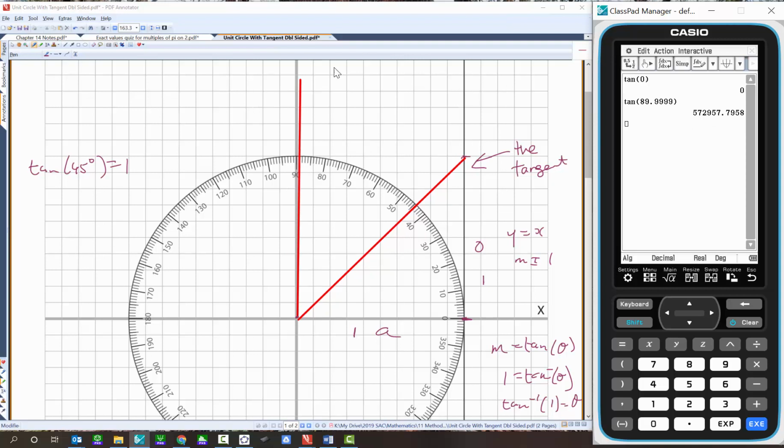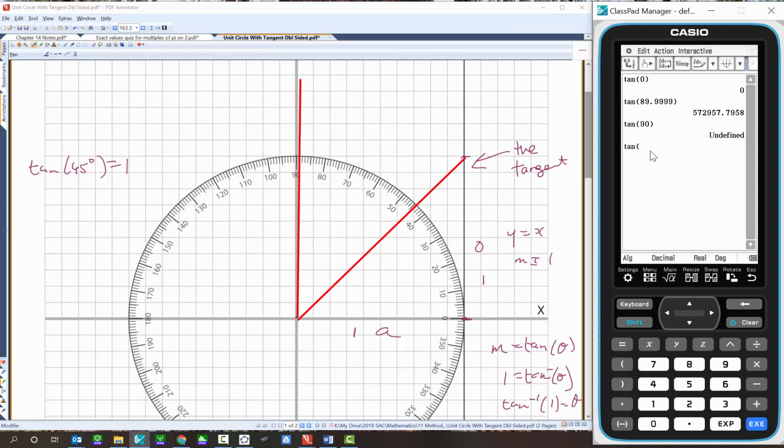Where would it hit the tangent? It's going to be way up there. Now, the tan of 90, well, what happens there? What you might think is, well, how is a line drawn through 90 degrees going to hit the tangent? Let's see what the calculator says. It's undefined, and the calculator is basically saying it's not going to hit the tangent. So you can't evaluate tan at 90 degrees. It just doesn't work.